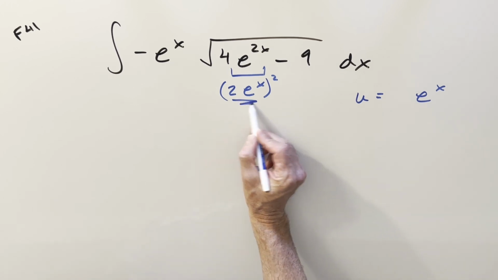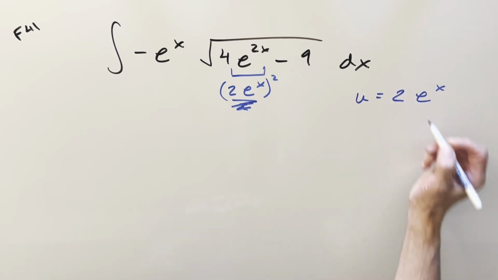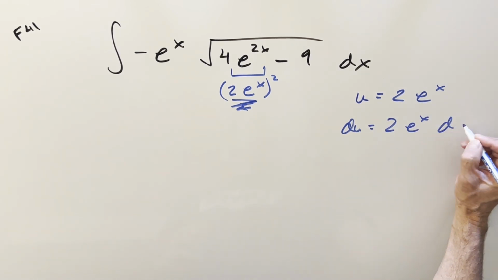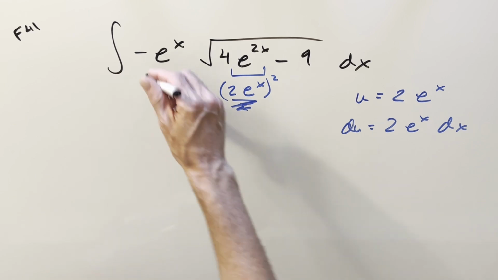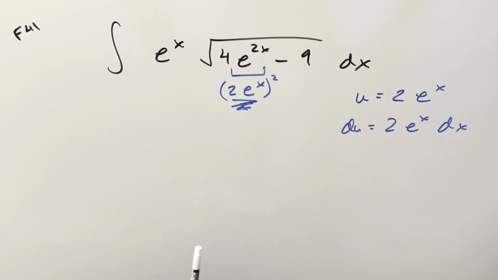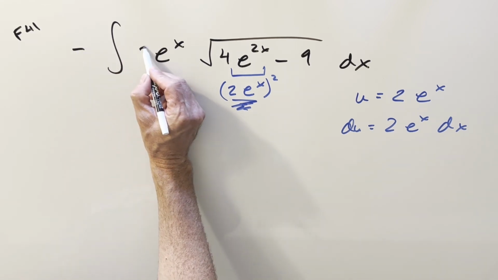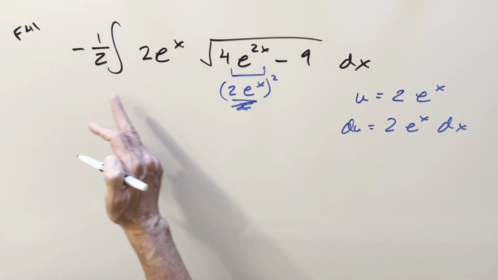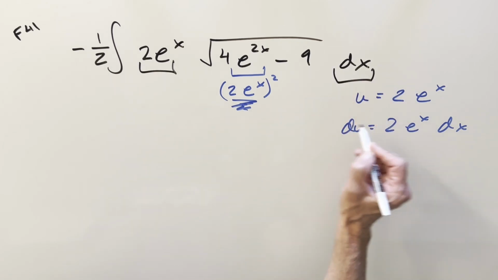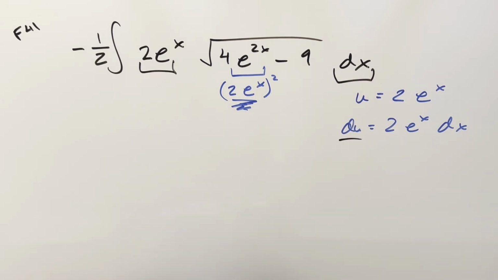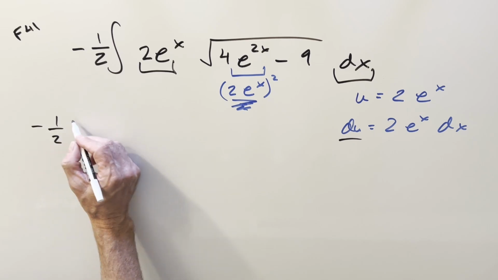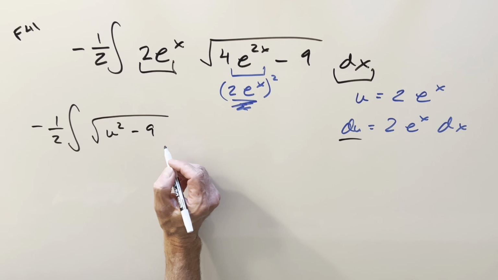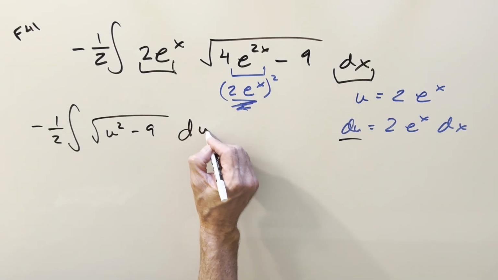And then we'll make this thing our u. So u is going to be 2 e to the x. Take a derivative and we get 2 e to the x dx. So let's just manipulate this a little bit. I'll take the minus sign out here, multiply in a 2, multiply by 1/2, so I'm not changing it, right? So this is still just a minus sign. That way this with this is going to be altogether the du. Go ahead and substitute. We got minus 1/2. Now this becomes square root u squared minus 9. Everything else is just du.